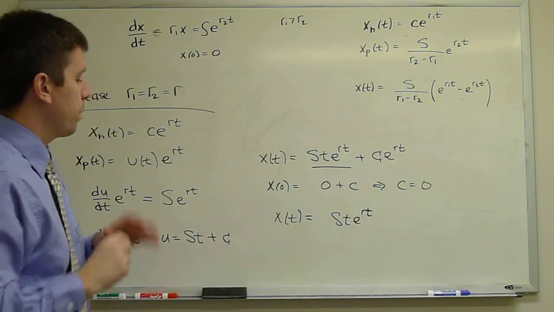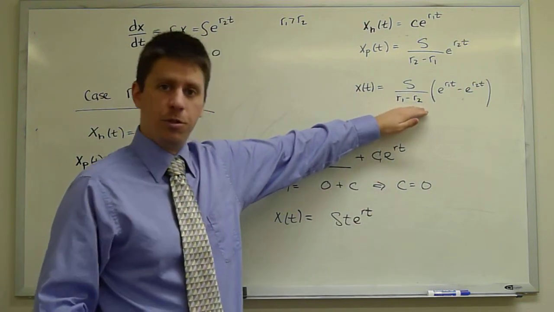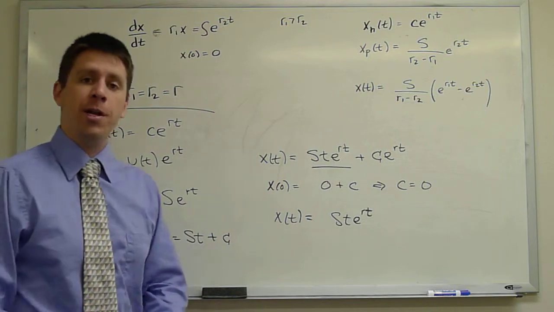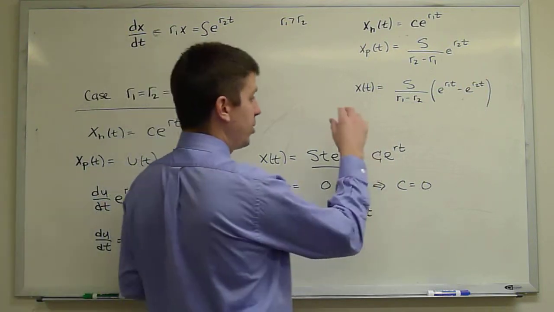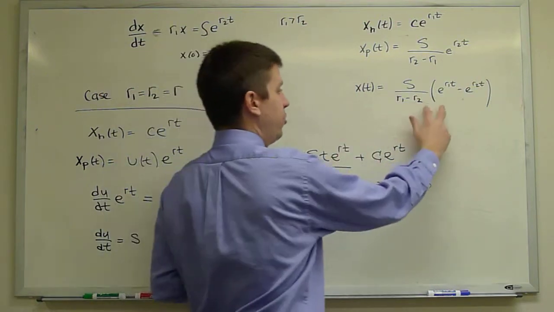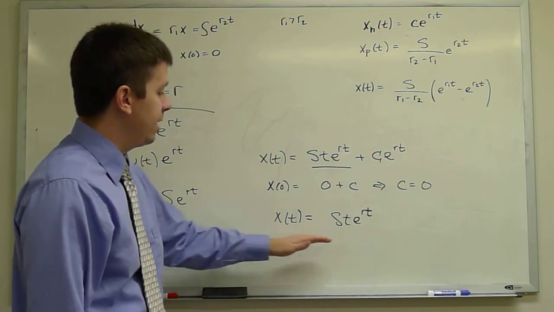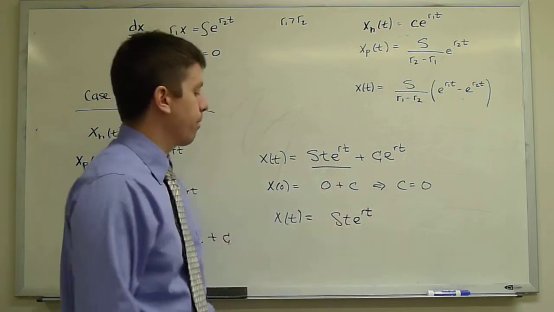Now, the question is, why is this solution so much different looking than that solution? We have this range of possible values of R1 and R2, and for any possible combination of R1 and R2, except the fact that they're equal, we get this solution. This is true for any R1 not equal to R2. Why is it that when R1 equals R2, we get this special solution form?